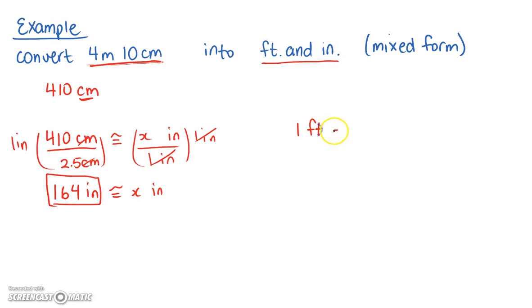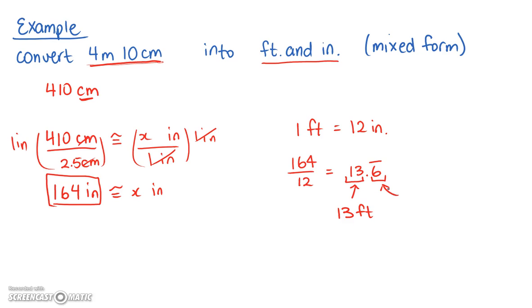1 foot is equal to 12 inches. If I take my inches and I divide it by 12, then it'll tell me approximately how many feet I have. When I divide 164 by 12, I'm going to get a repeating decimal, 13.6 repeating. So the whole number portion tells me that I have definitely 13 feet. The 0.6 is not in terms of inches, but it's definitely not a full foot. It's 0.6 of a foot.